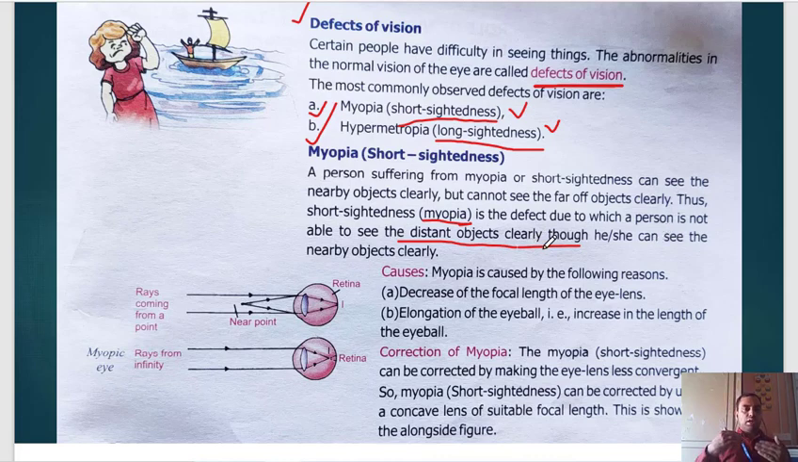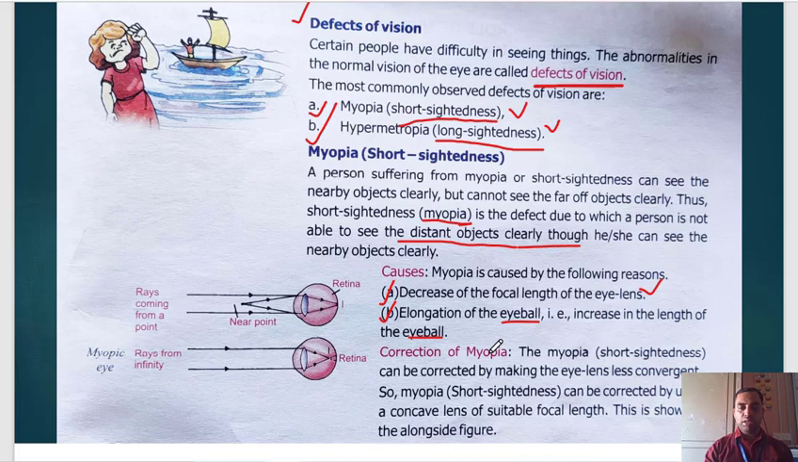That means you are able to see an object nearby you. If it is far away from you, you will not be able to see it clearly. So, what are the causes? Myopia is caused by the following reasons. Decrease of the focal length of the eye lens. If by some means the focal length of the eye is decreased, then it could be the cause. Elongation of the eyeball, that is, increase in length of the eyeball. These are the two main reasons of myopia.